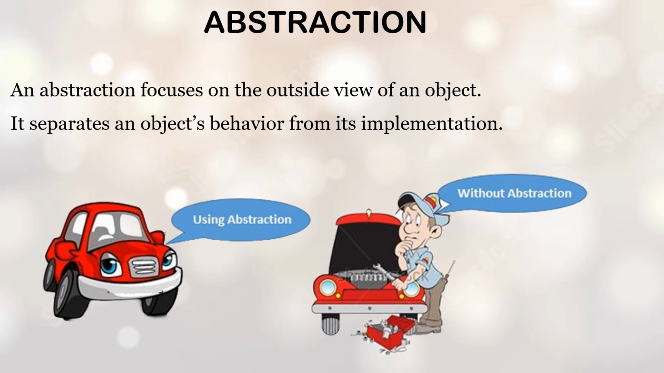Abstraction focuses only on the outside view of an object and it does not give details about how it will be implemented. Say for example, you take a car, we'll be concerned only about the outside view of the car. We will not be dealing with how the internal parts of the car work.